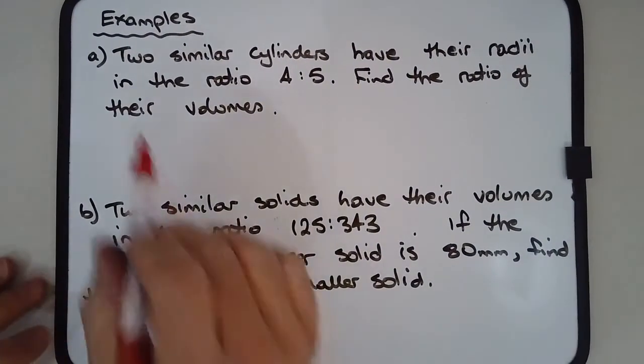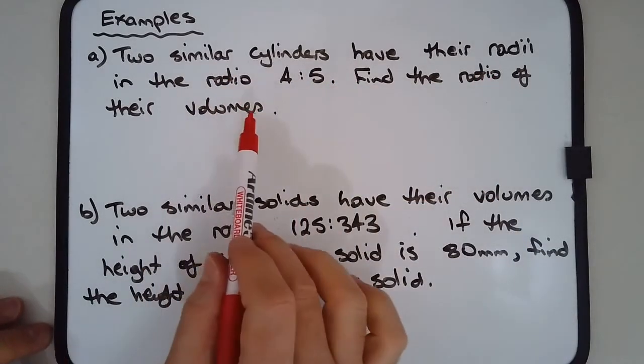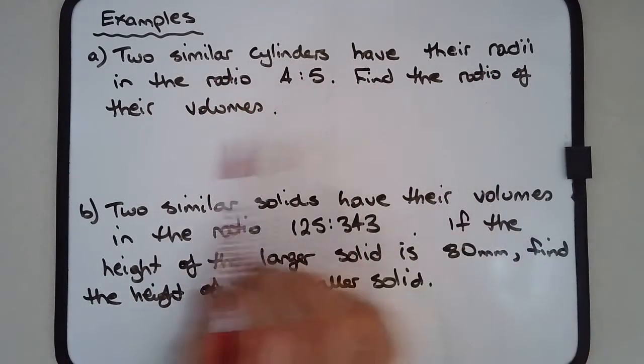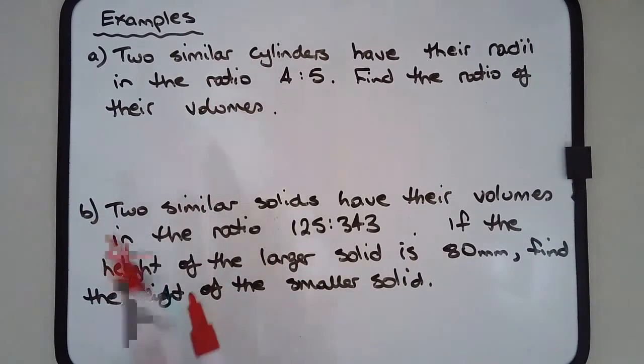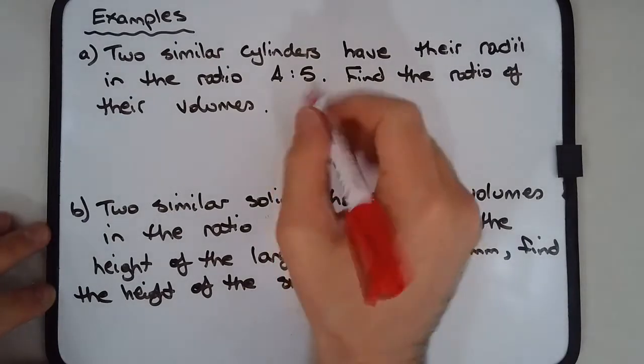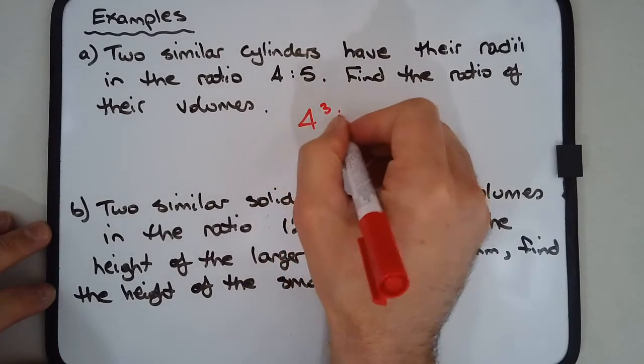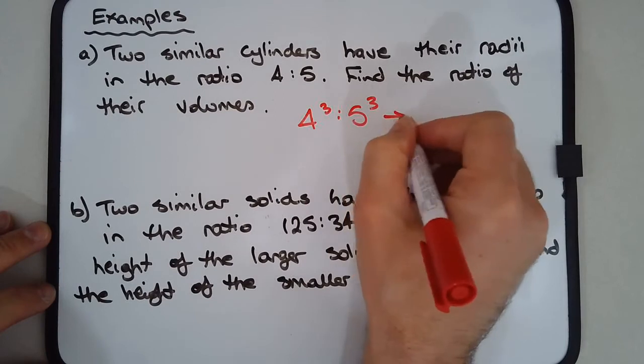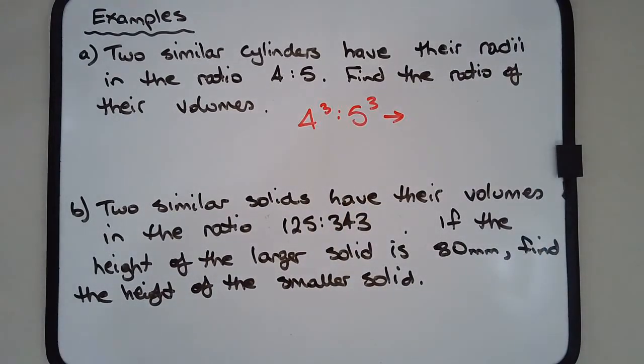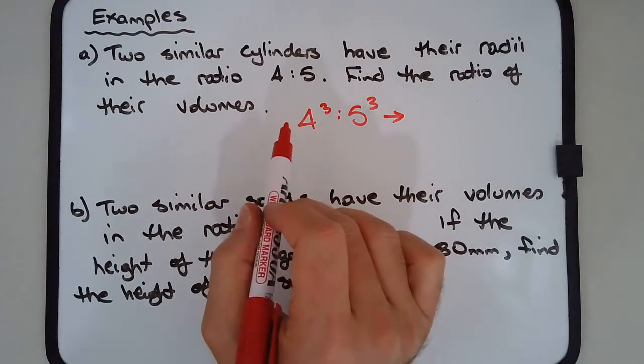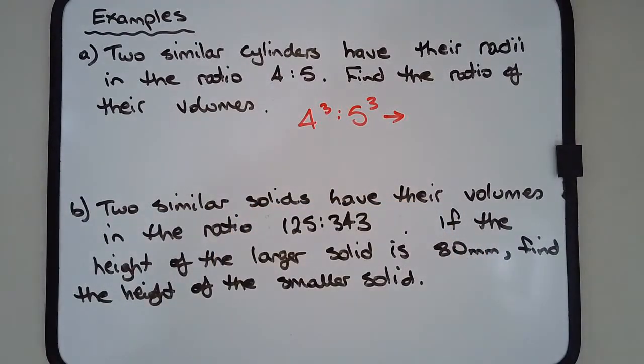Part A. Two similar cylinders have their radii in the ratio 4 to 5. Find the ratio of their volumes. Now we're dealing with a solid, three-dimensional object, so the ratio of their volumes will be 4 cubed to 5 cubed. Instead of 4 squared to 5 squared, which is when we're dealing with area or even surface area, which we're not covering in this video. If you asked the ratio of the surface areas of three-dimensional objects, it would not be 4 cubed to 5 cubed, it would be 4 squared to 5 squared. So just be mindful of that. But anyway, we're after the ratio of their volumes.